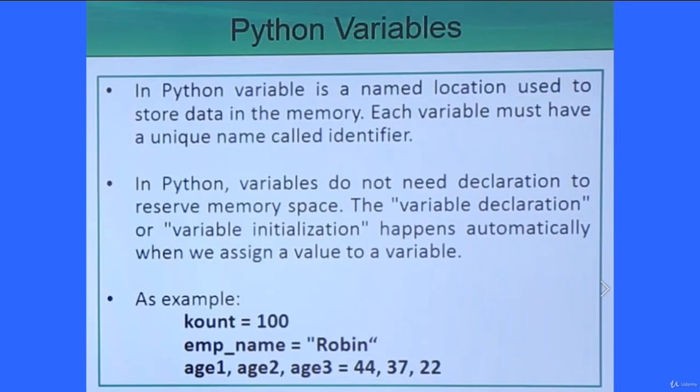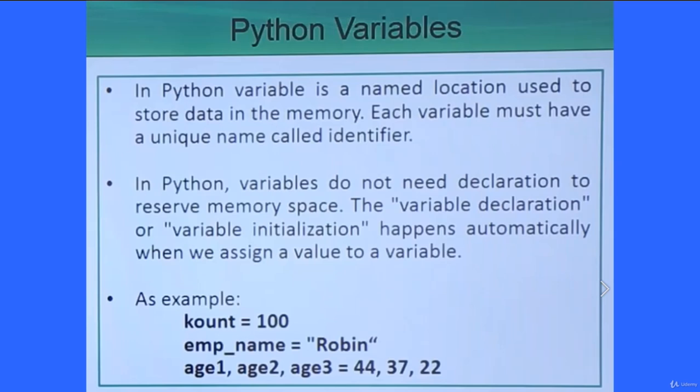The variable declaration and the variable initialization can be done in the same statement. So here you see count is equal to 100, emp_name is equal to Robin, and age1, age2, age3 is equal to 44, 37, 22. In this way, at this particular line the variables age1, age2, age3 have been defined and initialized, and since we put integer values, the variables will have the data type integer.